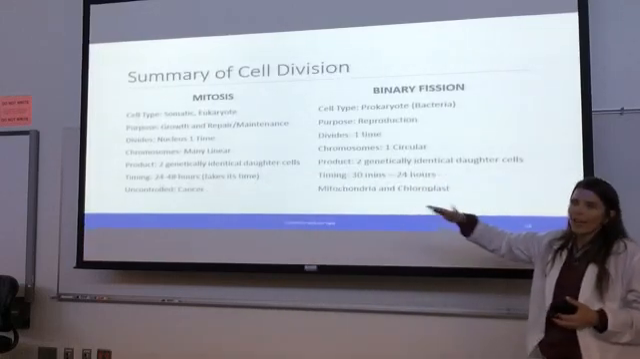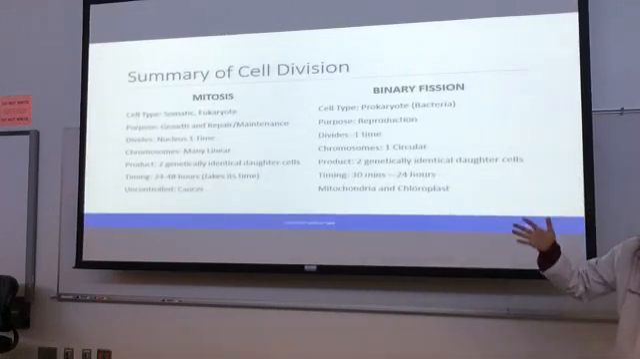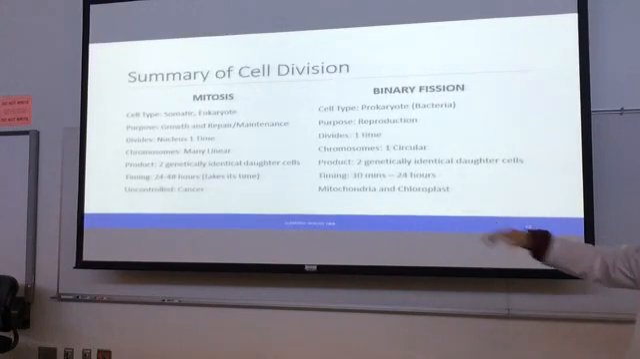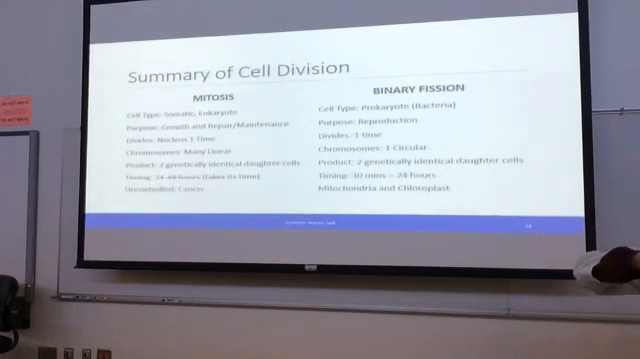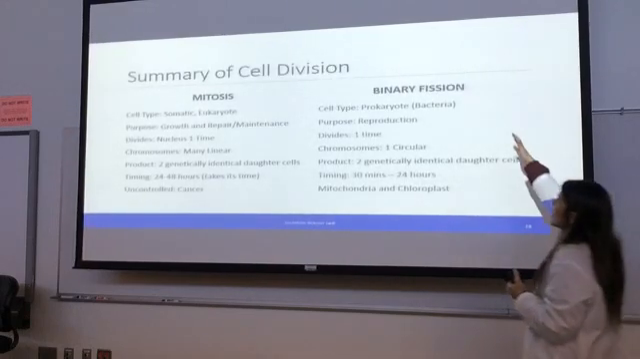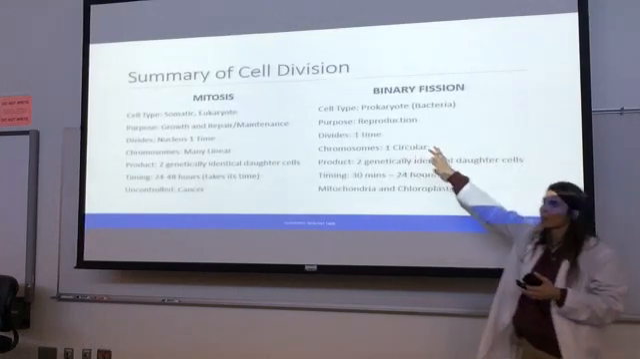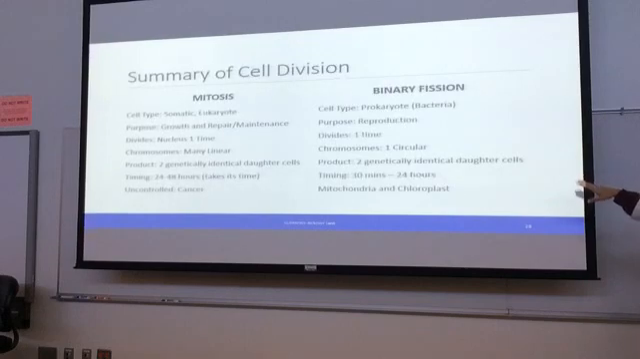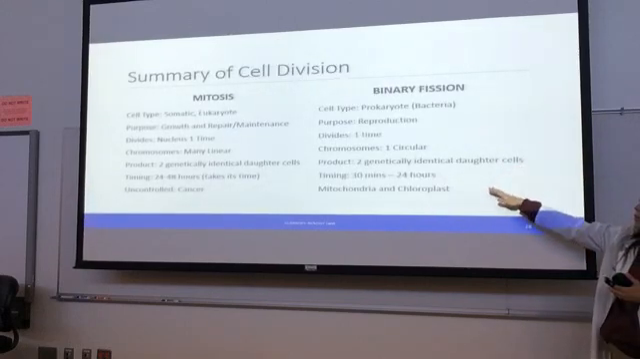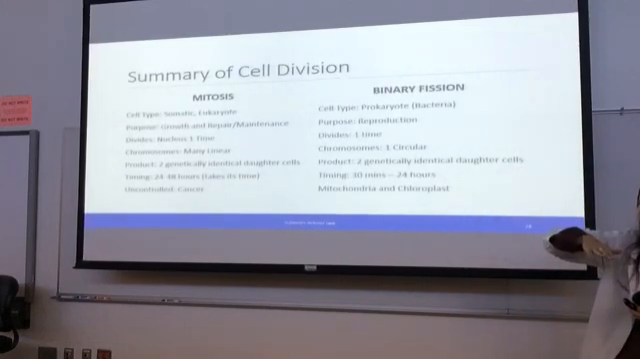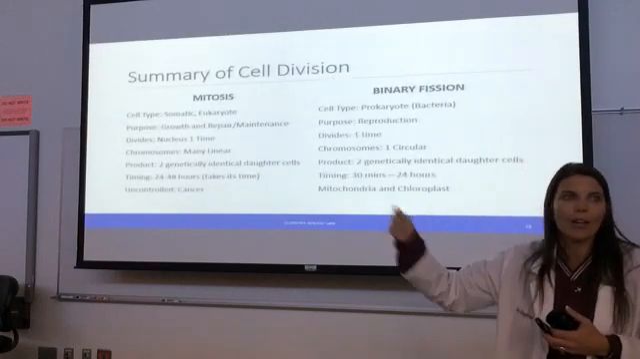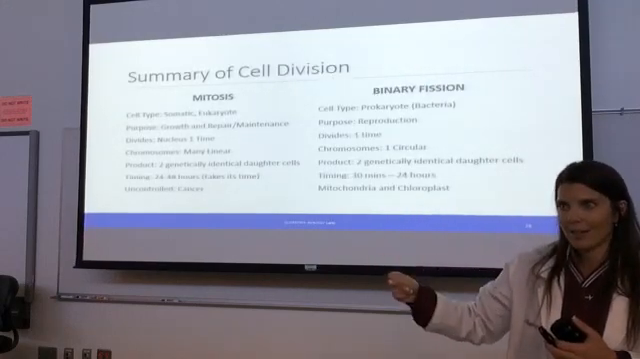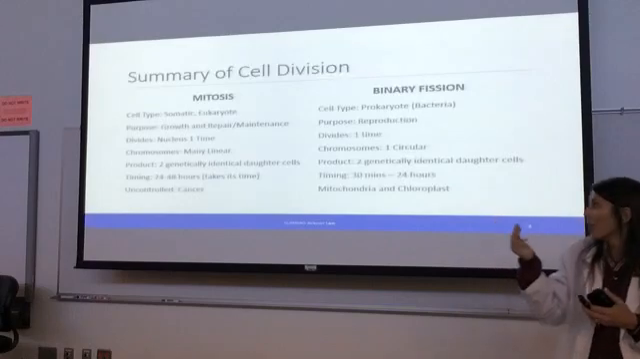Timing, 24 to 48 hours. We want it to take its time. It can take longer. And if it becomes uncontrolled, it's considered cancer. For a prokaryote, they go through binary fission. The whole purpose is reproduction. It divides one time. Chromosomal structure is circular. 2 genetically identical daughter cells. Timing, anywhere from 30 minutes to 24 hours. Bacteria reproduce fast. But they're very simple also.